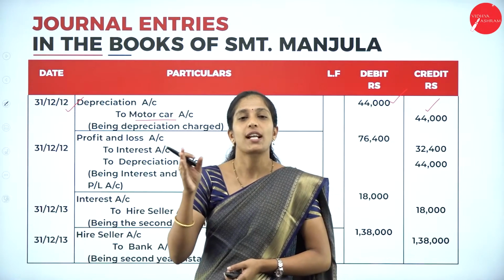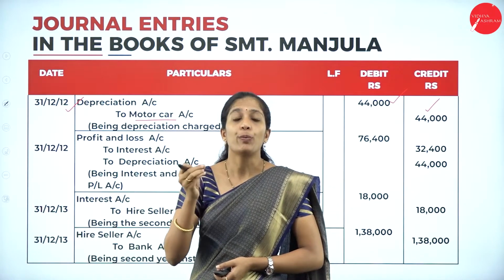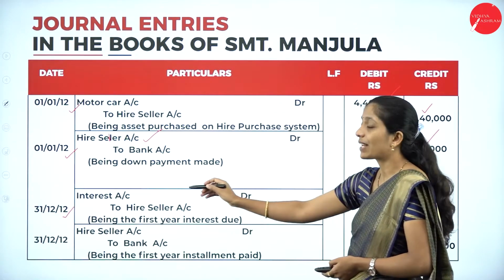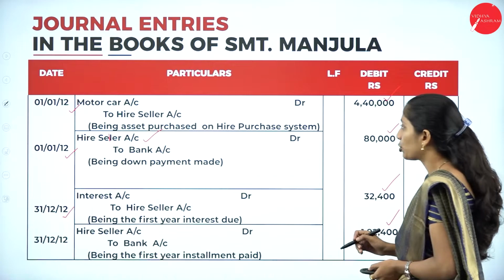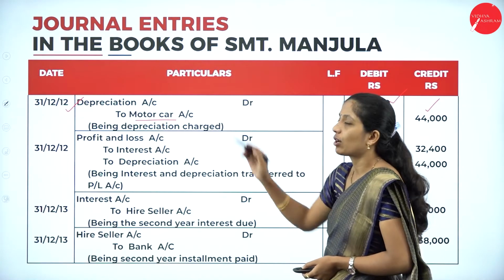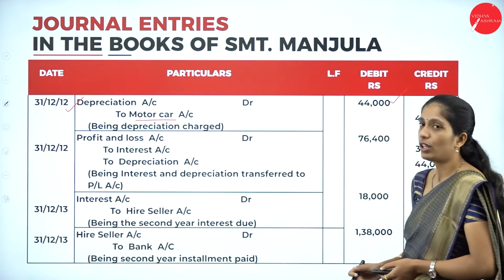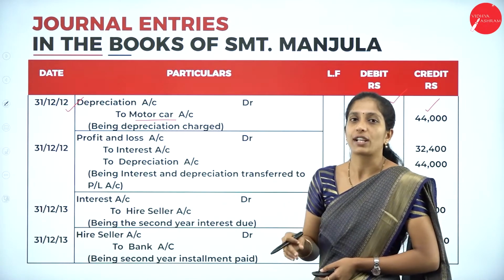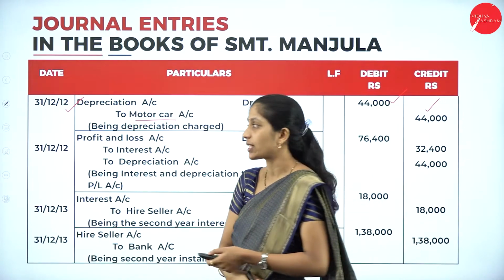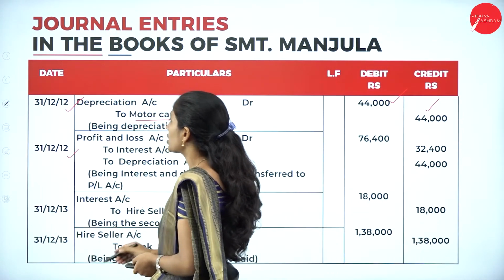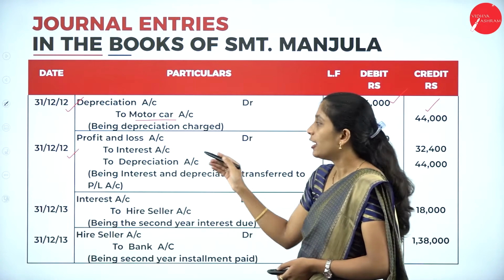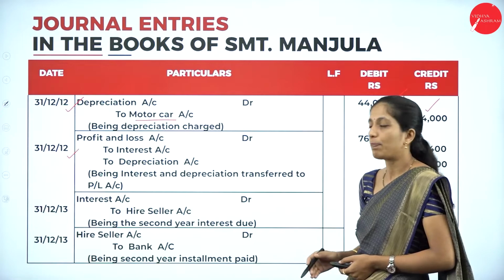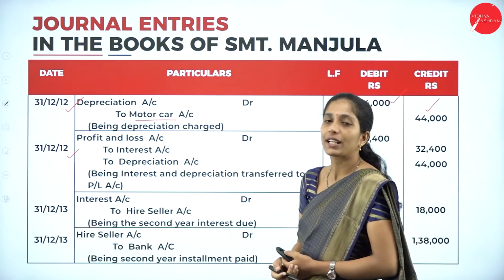Next, your last entry is that we have to transfer this depreciation and interest of the first year to profit and loss account. Now, if you see the entry for interest due, we have debited the interest, 32,400, and depreciation also we have debited, 44,000. Now take this interest and depreciation and transfer to profit and loss account at the end of the first year. That is 31/12/2012, profit and loss account debit to interest account, to depreciation account, being interest and depreciation transferred to profit and loss account.